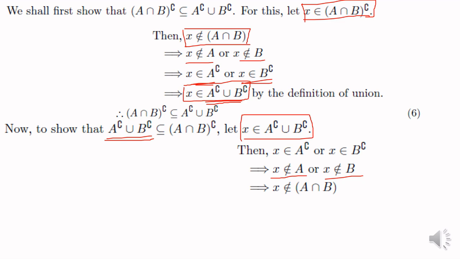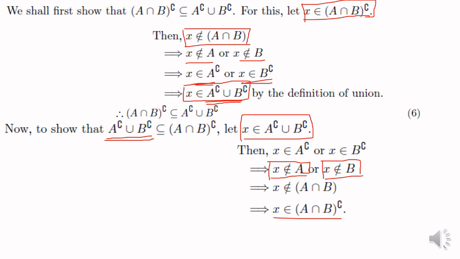So here what it says is that X is not an element of A or X is not an element of B. It will be in only one of the sets, so it is not in the intersection of A and B. X is not an element of A intersection B. If X is not in A intersection B, then by the definition of complement, X will be an element of (A intersection B) the whole complement.